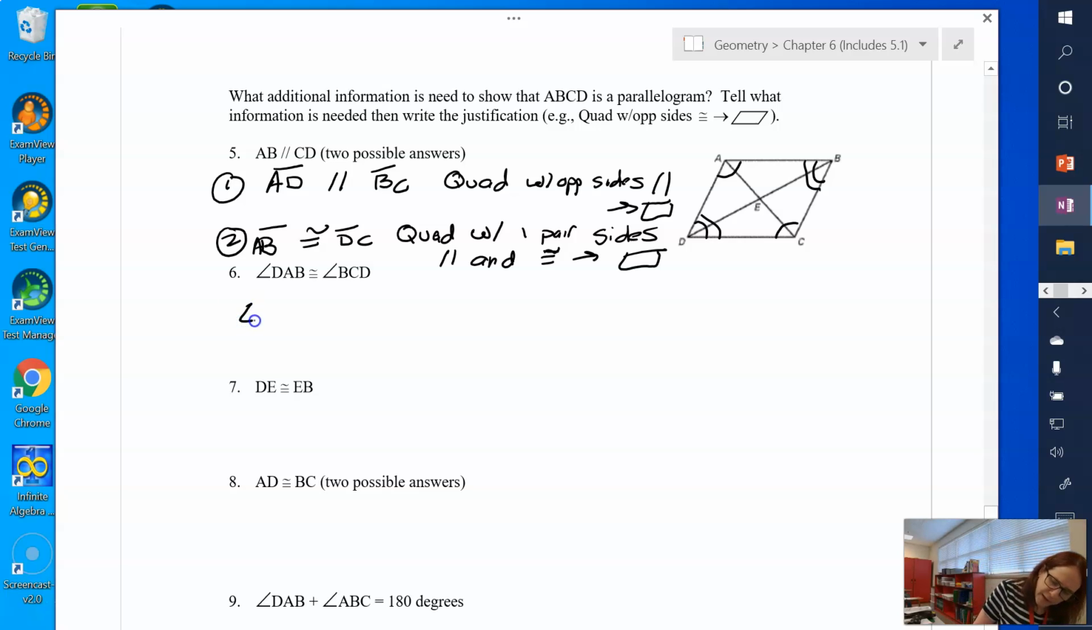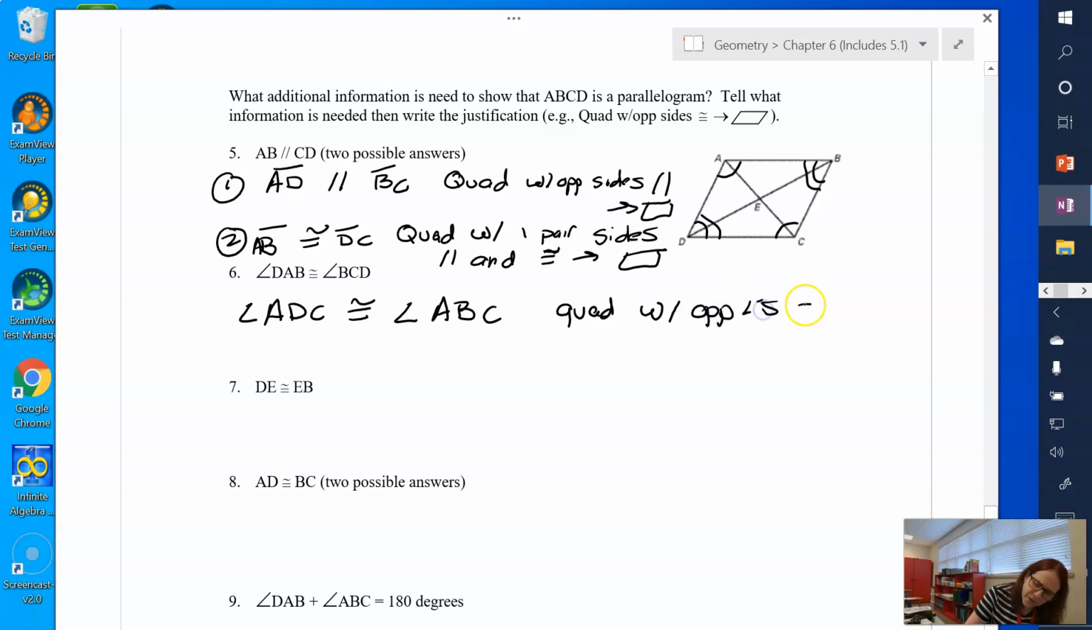So I'm going to say angle ADC is congruent to angle, let's just say ABC. And remember, I have to use all three letters because there's multiple angles at point D and point B. So use all three letters. And this is going to be quad with opposite angles congruent implies parallelogram.